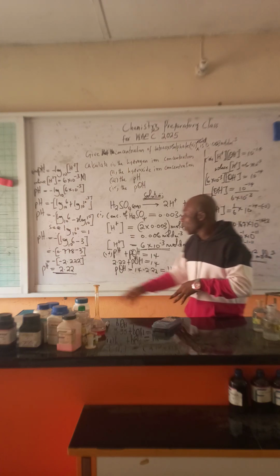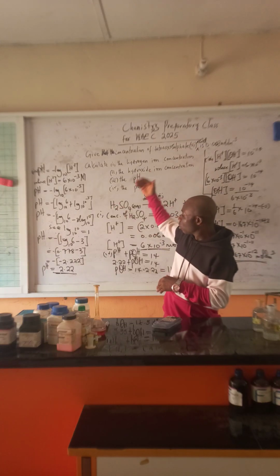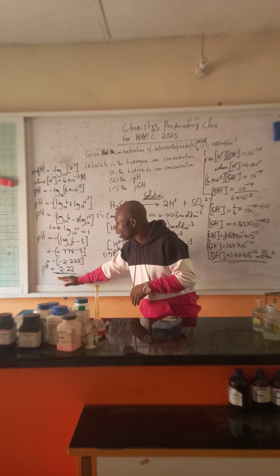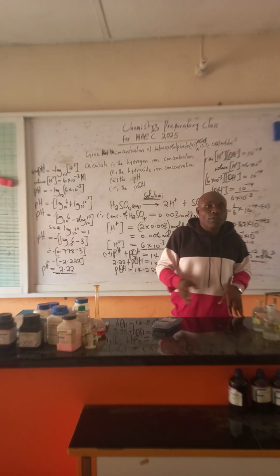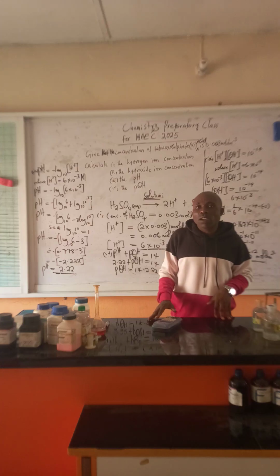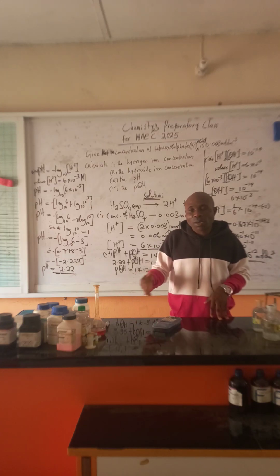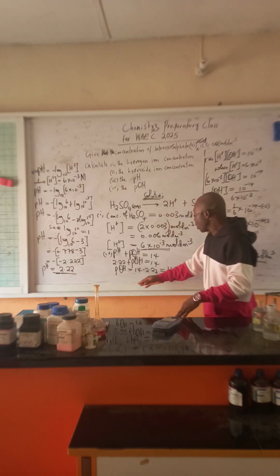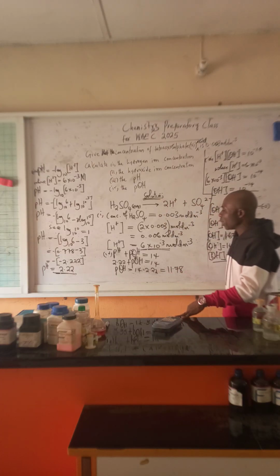Since pH is 2.22, approximately 2, it means that the solution is highly or strongly acidic. Because the pH of a solution from 0 to 3 is strongly acidic. Of course, from 3.5 down to 6.5 is mildly acidic. Then since the pOH is around 11, it means it's mildly basic.